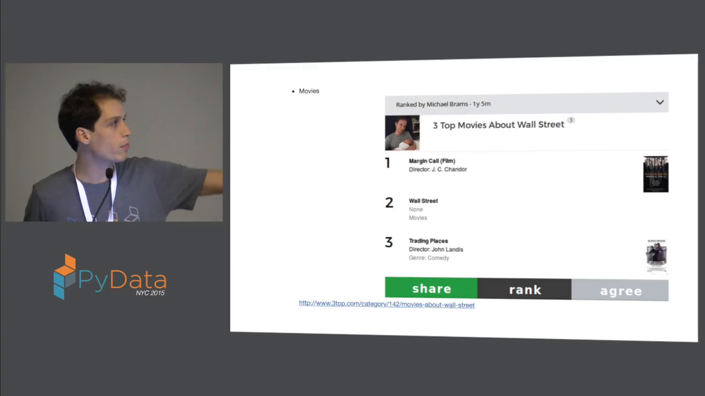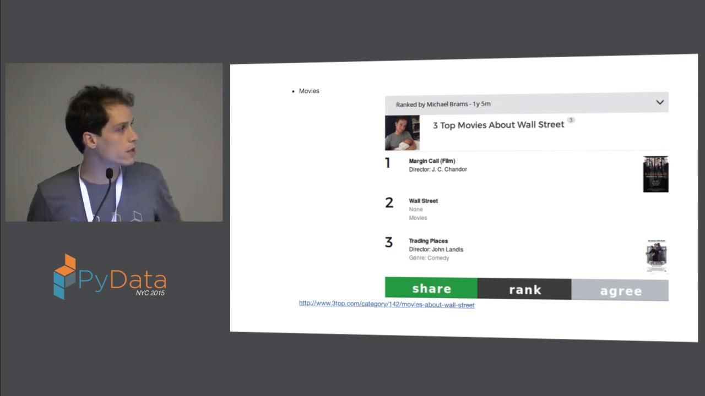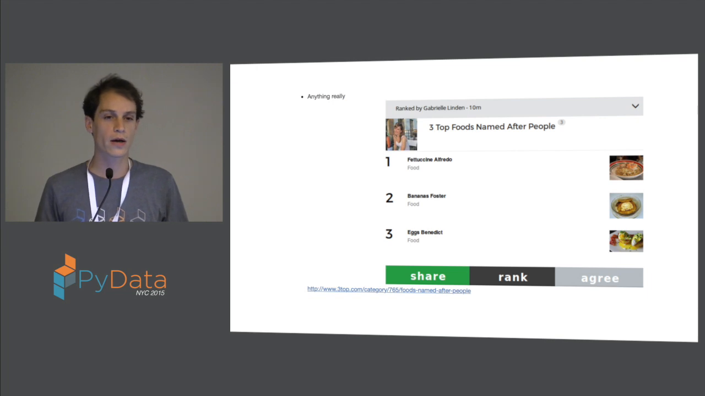What's an example of a category? So here were a few examples. So movies about Wall Street is a category. Foods named after people are a category. I just type that in myself. I don't pick from a list or anything.